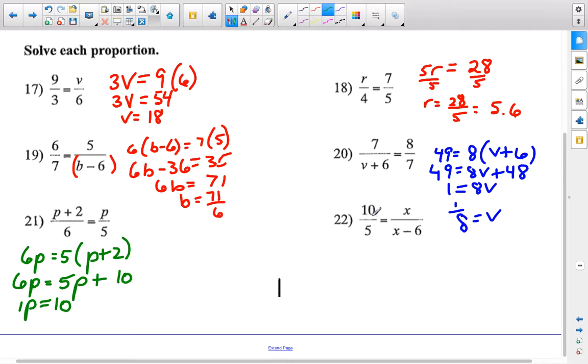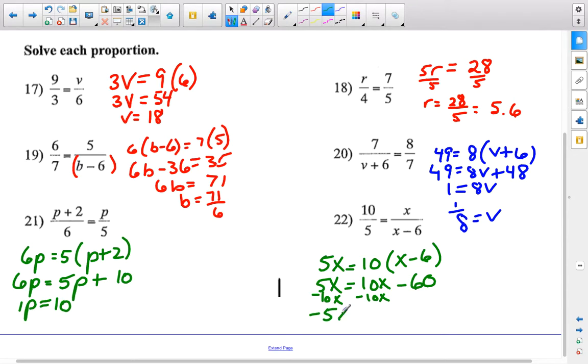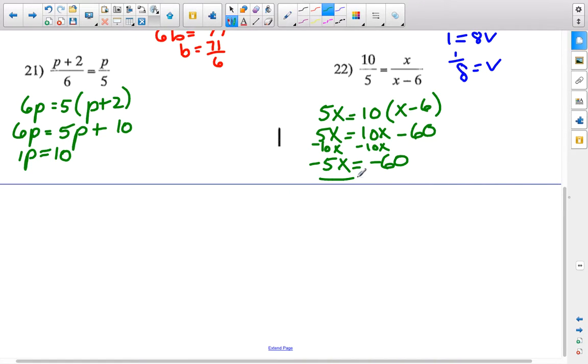And over here on number 22, we're going to cross multiply. So 5 times x equals 10 times the quantity of x minus 6, or 5x equals 10x minus 10 times 6 is 60. Subtract 10x from both sides, and we have a negative 5x equals a negative 60. Divide both sides by negative 5, and x equals negative divided by a negative is a positive 12.